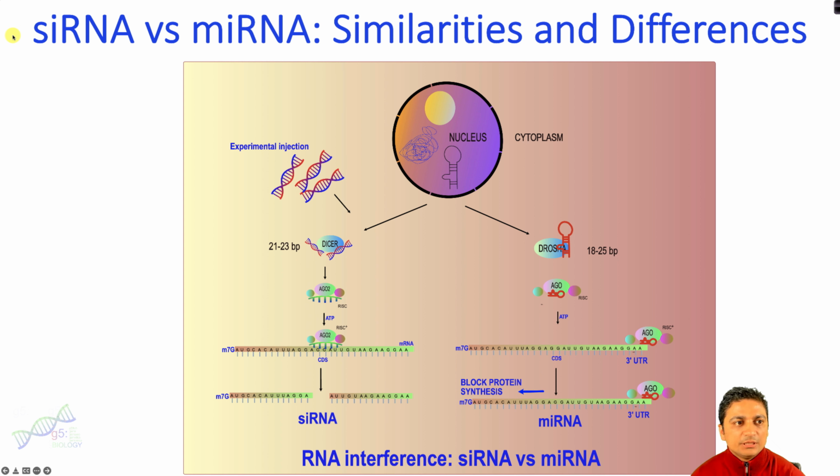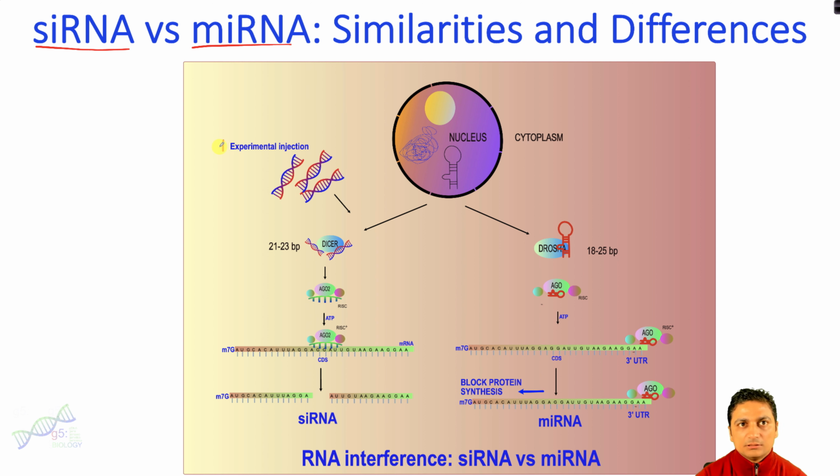And in this video today we are going to talk about siRNA and miRNA, and we'll see the differences and similarities between these two types. RNAi or RNA interference is mainly done by siRNA and miRNA. So on the left hand side we can see the process of gene silencing by siRNA, and on the right hand side the process of gene silencing by miRNA. Let's move ahead and see the differences and similarities.